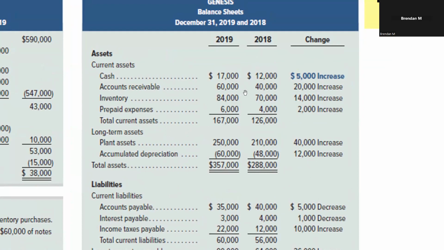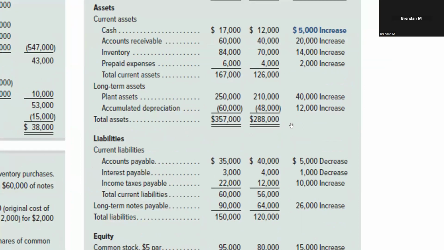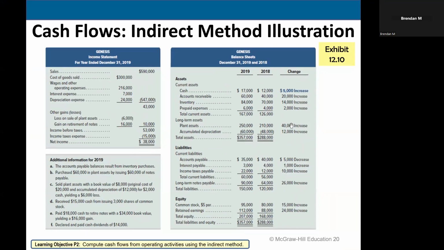Accounts receivable went from 40 to 60. That's an increase. They're all increases, it looks like. They're showing increases down here too. Accounts payable, they're showing decreases. We have to get familiar with the rules of those increases and decreases, which we're going to go over in a slide or two. And then they're giving us some other information.